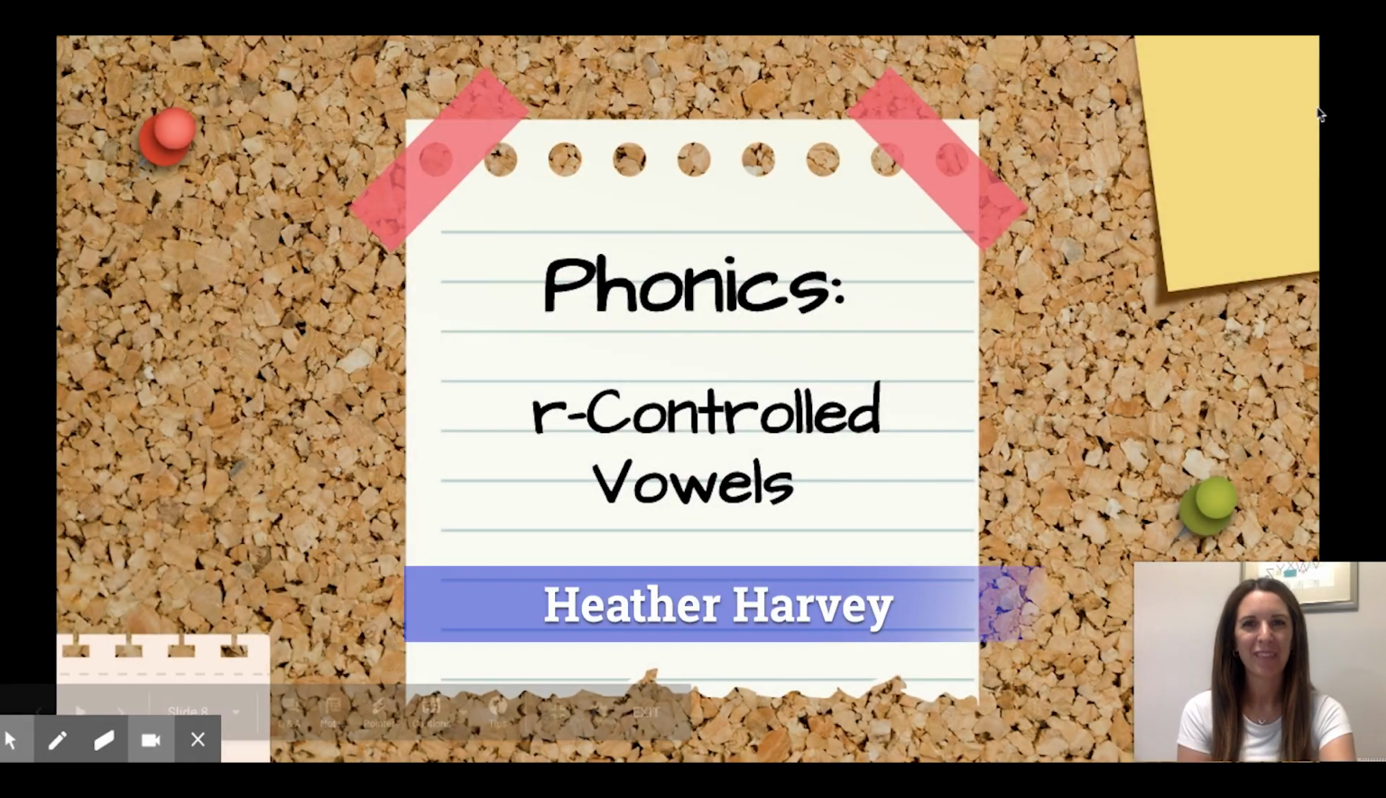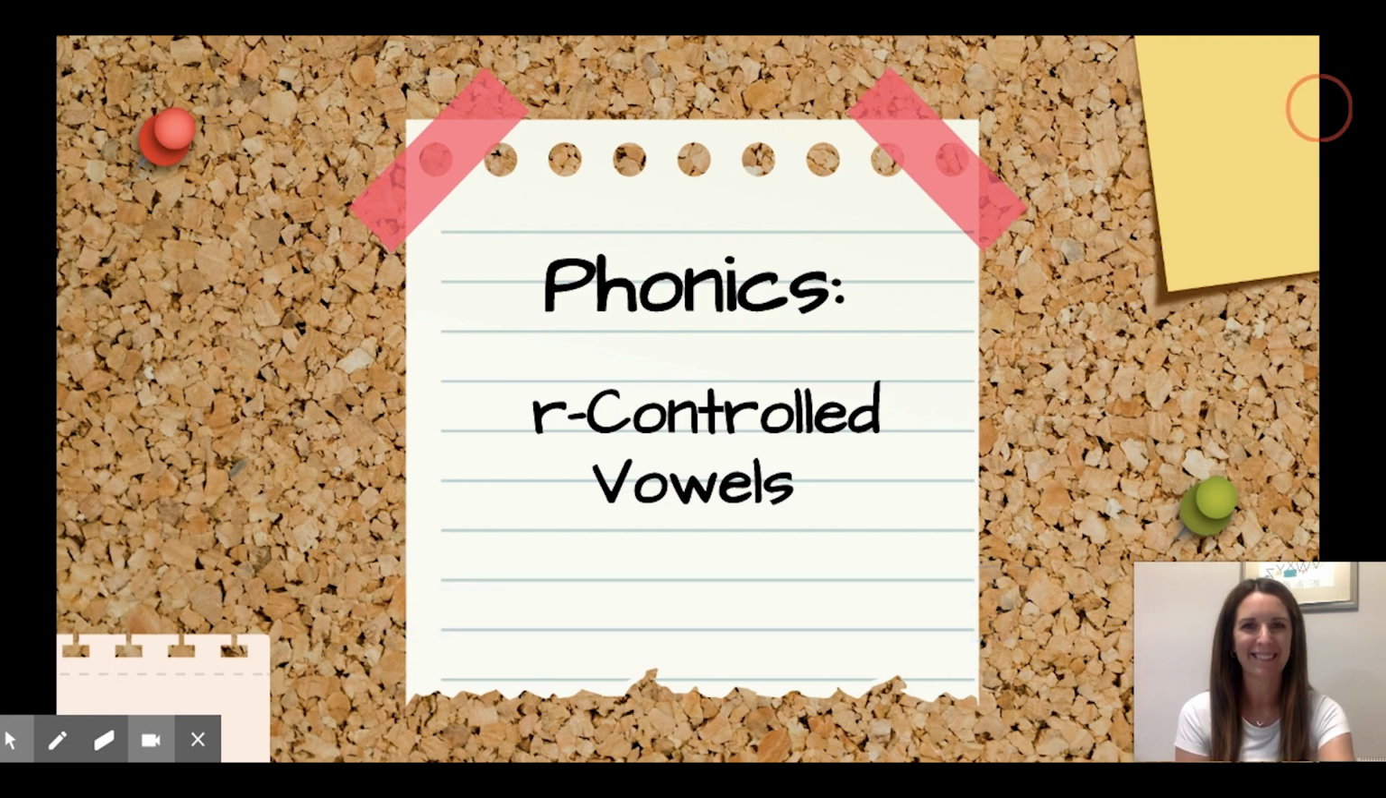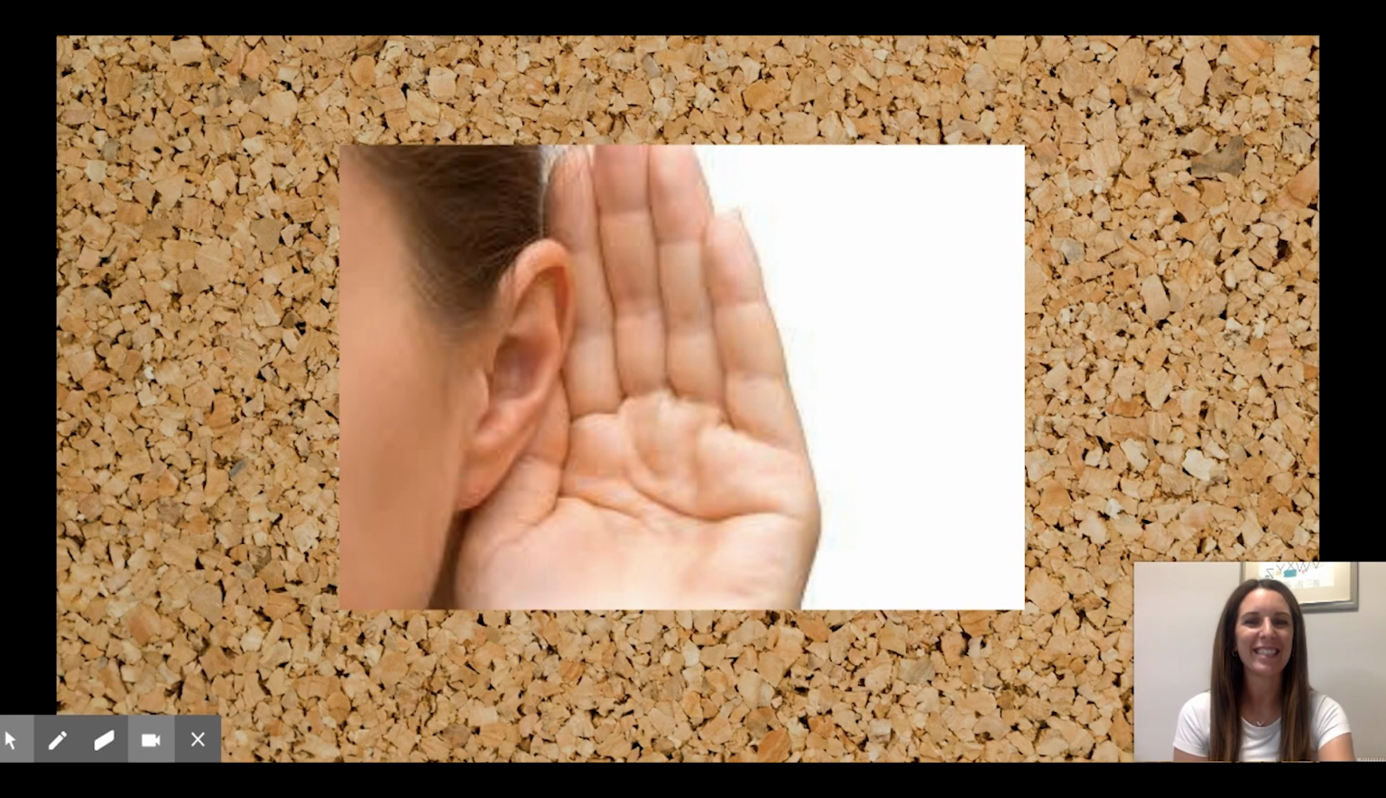Hi everyone! Today I'm going to teach you about another R-controlled vowel. Let's get started. Listen to this sentence. What sound do you hear that's the same in each of the words? Forty lords forked corn for sport. Listen one more time. I'll read it again. Forty lords forked corn for sport.